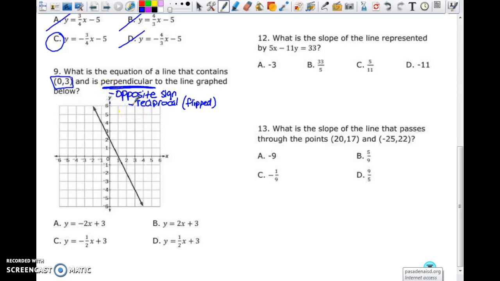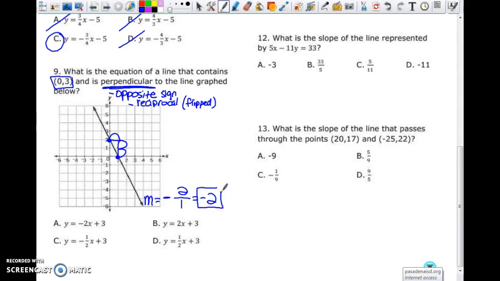So first of all, let's find this slope. All you need is 2 points. I'll go ahead and use these points. Again, I'm looking at the direction and I see it moving down, so it's a negative slope. I am rising 2 and running across 1, and -2 divided by 1 is -2.